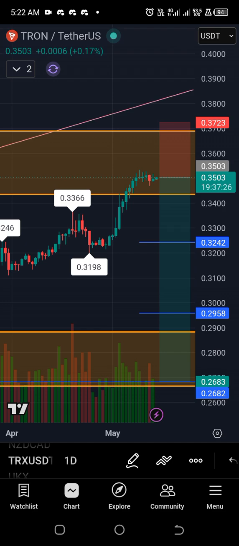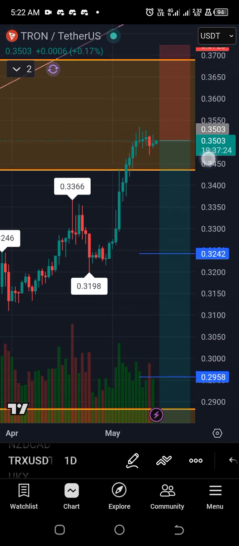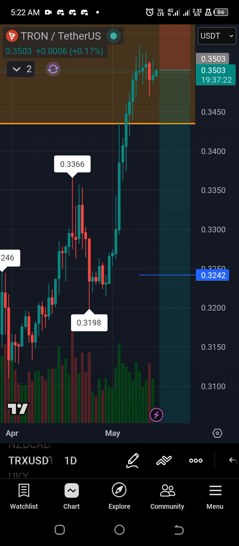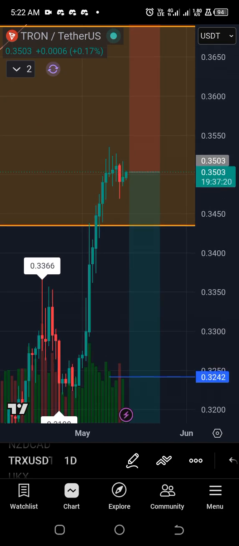Let me zoom in a bit. So if you look at the full body of this red candle here and the green candle before it, I'm not talking about the shadows of the wicks, just the full body of the candles themselves. You see that the red candle completely overshadows the green candle. So this is a bearish engulfing candlestick pattern.